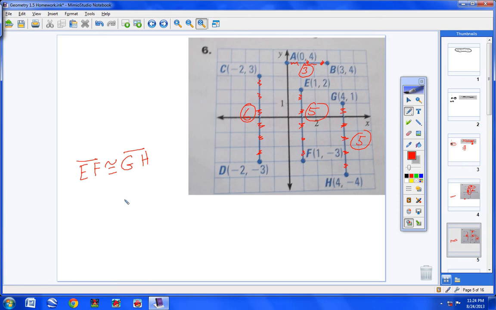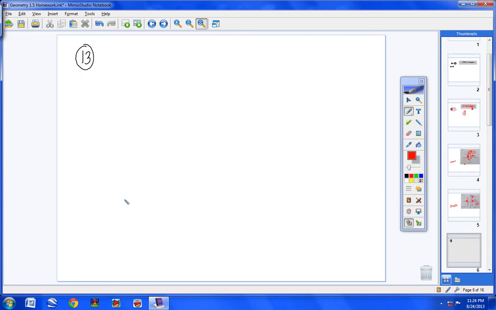Now we're going to look at numbers 13 through 25. If you look at the directions for 13, 14, 15, and 16, they want you to draw a sketch of what they're stating and then write the segment addition postulate for the problem. So I hope you'll really pay attention here and watch this. This is very good practice for you, okay?